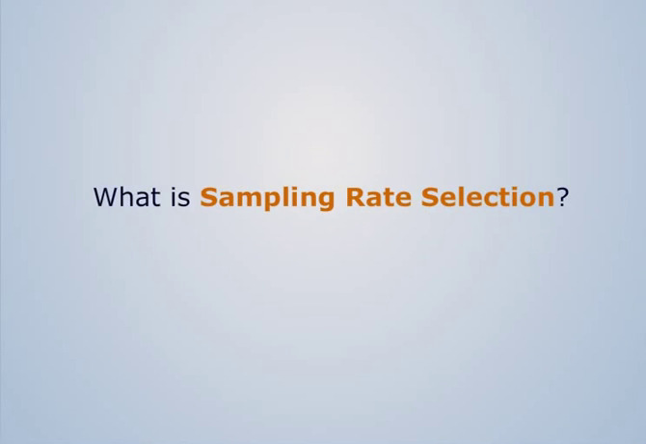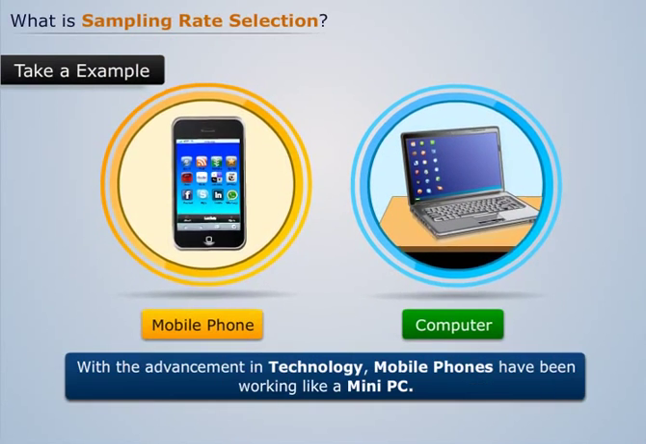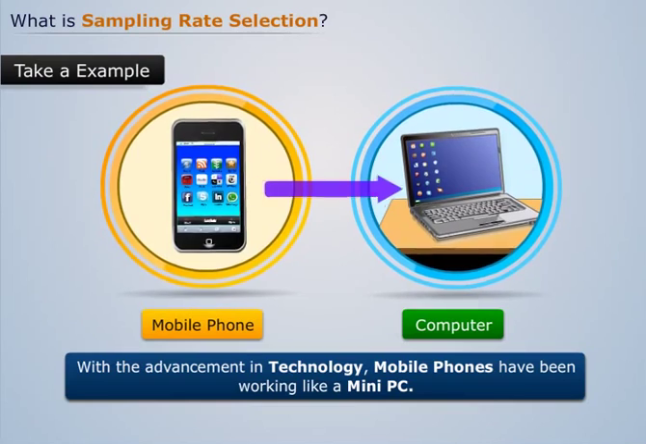What is sampling rate selection? Let's take an example of a computer and a mobile phone. With the advancement in technology, mobile phones have been working like a mini PC.